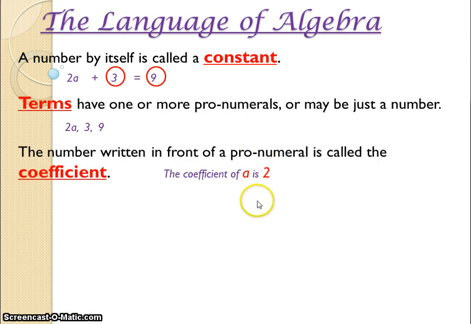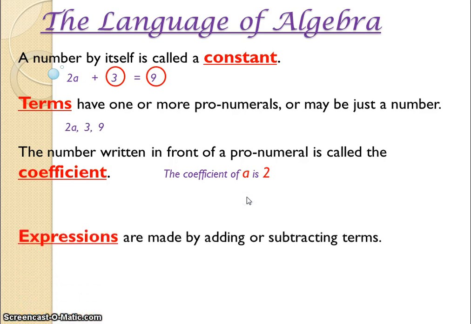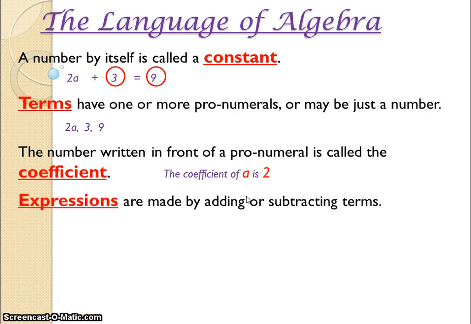The number written in front of the pronumeral is called the coefficient. So in our previous example, the coefficient of a is 2 because the number in front of a is 2. An expression is made up by adding or subtracting terms. So here are some examples of expressions.